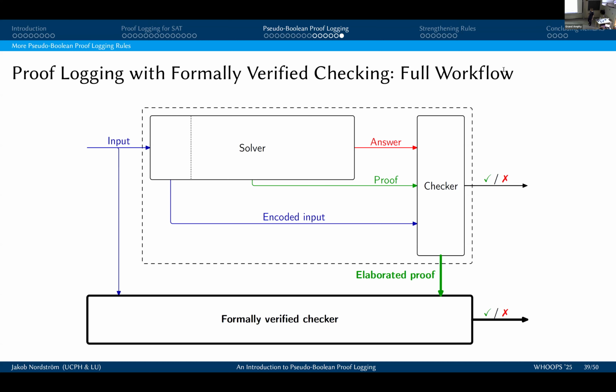but if you really want to prove it, then you'll have a formally verified checker that checks that these two line up. For this formally verified checker, typically you can run our checker as a preprocessor, which simplifies and elaborates the proofs so that the formally verified checker gets the encoded input and the elaborated proof. If you believe that Isabelle or Lean or whatever is correct, then you should believe the verdict of the formally verified checker. We won't emphasize this point today, but this is what we're aiming for when we do proof logging, to have this kind of tool chain.